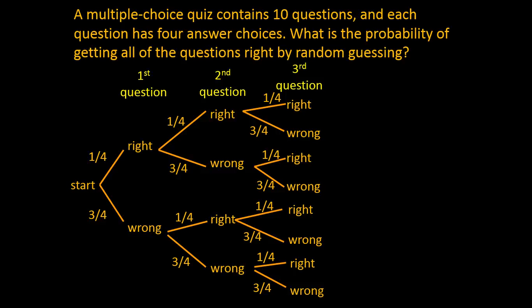But what we need to think about is that we're looking for the probability of getting all the questions right, which means if you look along the very top branches here, where we get the first question right and the second question right and the third question right, we would really just be extending that all the way out to 10 questions, which means we would be multiplying 1/4 times 1/4 times 1/4 10 times, which is 1/4 to the 10th power, or 1 over 1,048,576. So the probability that we get all 10 questions right by random guessing is very, very small.